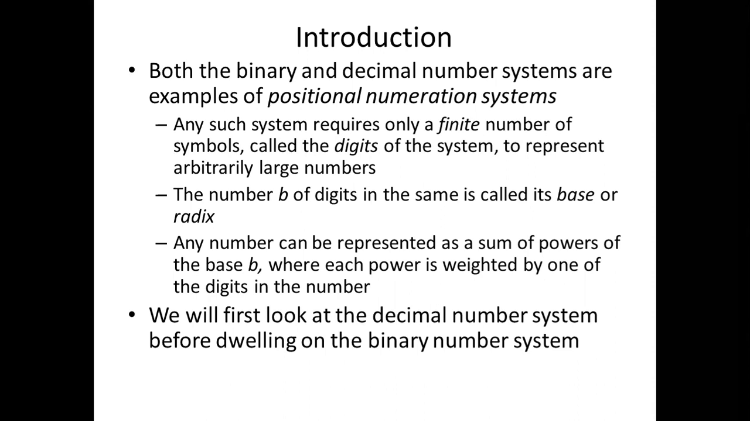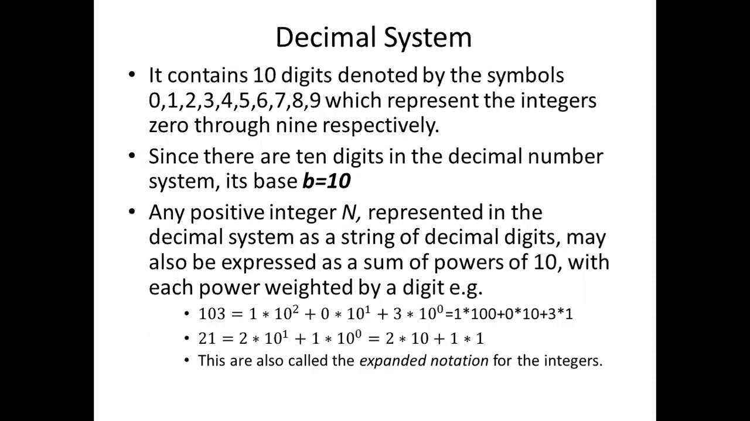Any number can be represented as a sum of powers of the base B, where each power is weighted by one of the digits in the number. We will first look at the decimal number system before dwelling on the binary number system. Now, what is a decimal number system? This is a number system that has 10 digits used to denote the symbols. That is, it has the digits 0, 1, 2, 3 through 9, which represent the integers 0 through 9 respectively. Since there are 10 digits in the decimal number system, its base B is equal to 10.